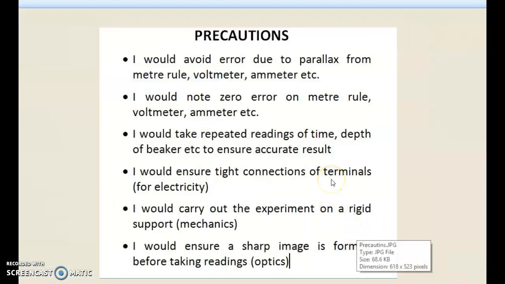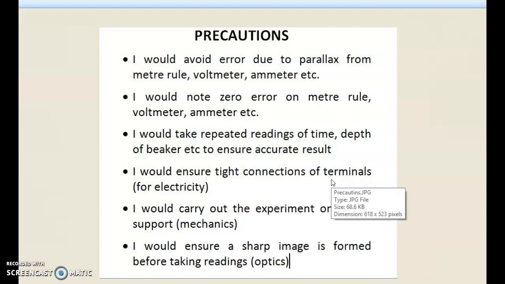What are the precautions that we state in alternative practical questions? Because we are not doing the experiment, you don't expect the students to say, I avoided error due to parallax. No, that's wrong, because you're not doing the experiment, so to speak. So the phrase we use is, I would.